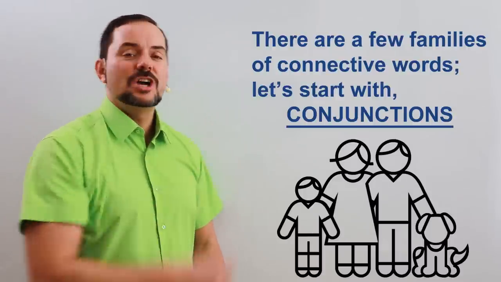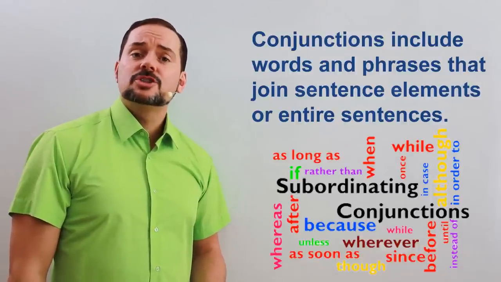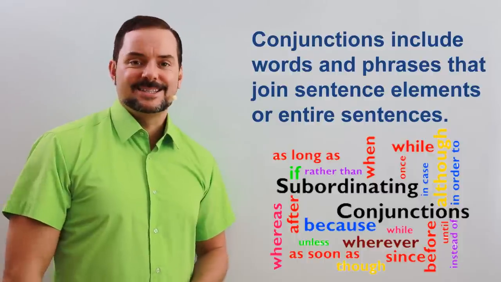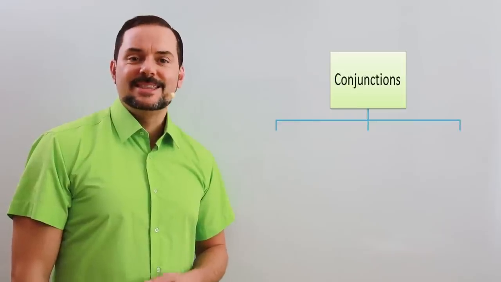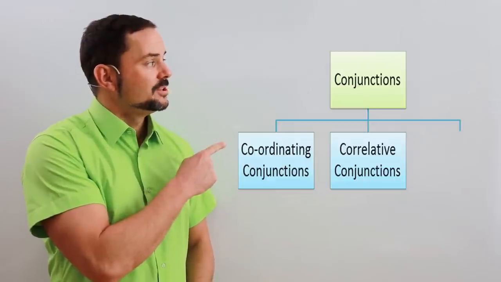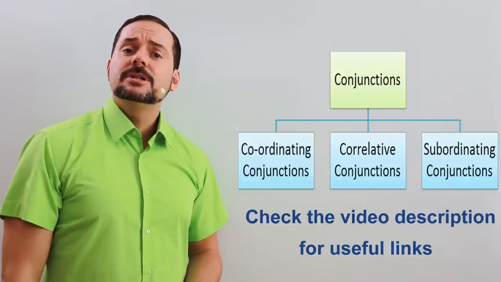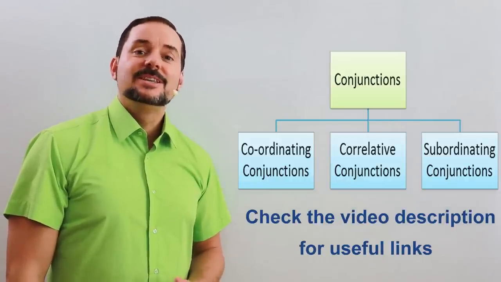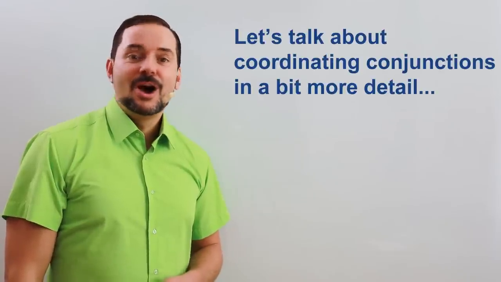Let's start with conjunctions. Conjunctions are words or phrases that join sentence elements or sentences. There are three types of conjunctions in the English language: coordinating conjunctions, correlative conjunctions, and subordinating conjunctions. I have included links in the video description to give you lots of resources and details that explain each of these. Now, let me give you an overview of coordinating conjunctions.